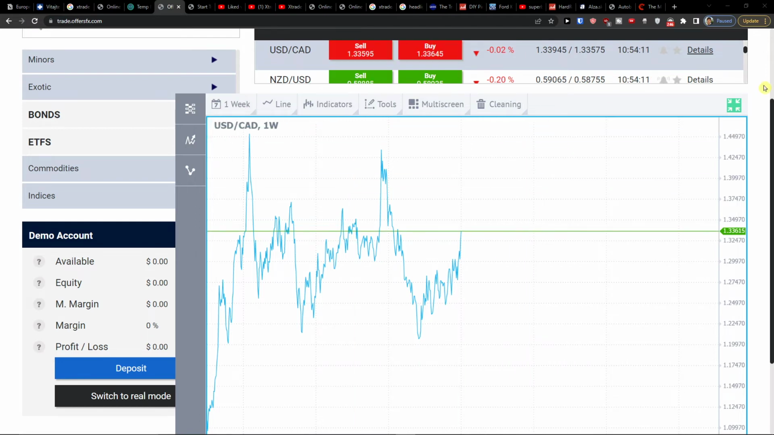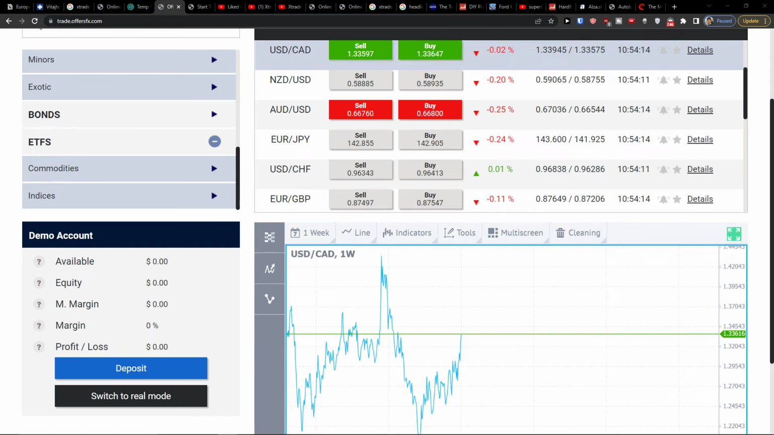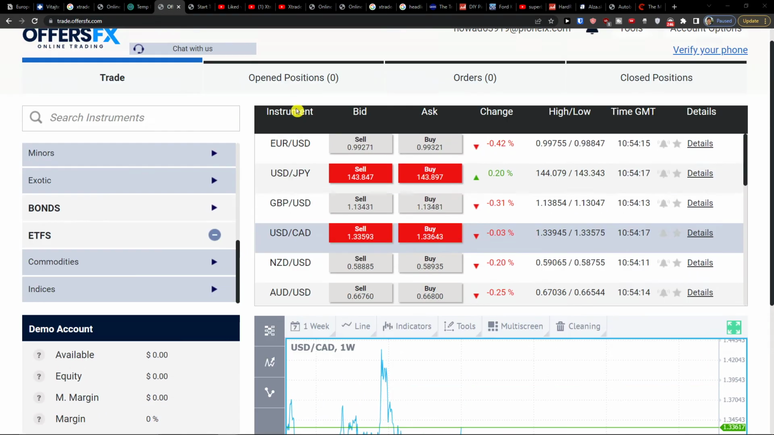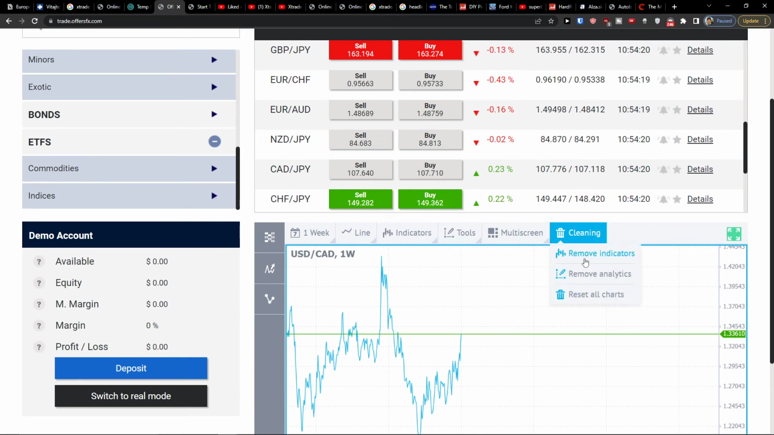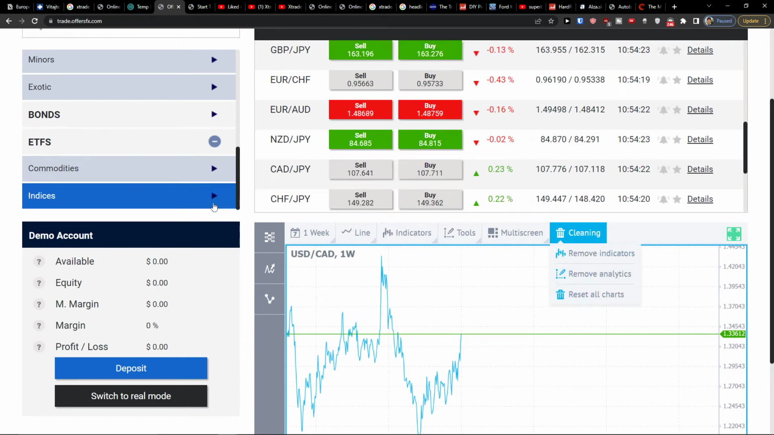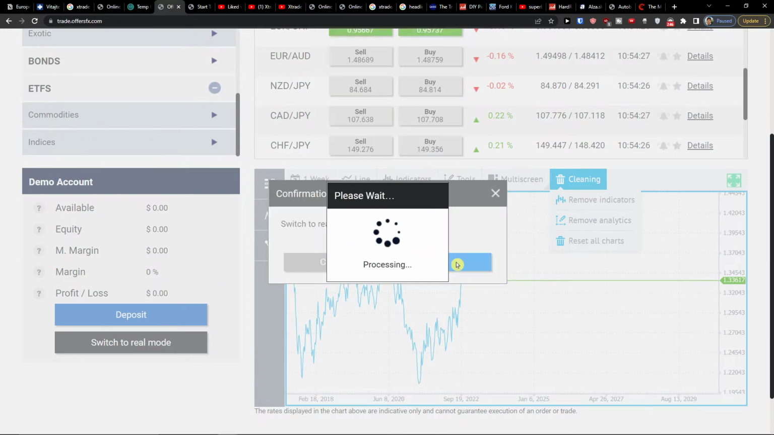And then what you can do is just easily close it. So that's how you can do it. And also, as I mentioned, you can remove the indicators, remove analytics, reset all charts. And if you want, guys, you can easily switch to real mode after the demo account.